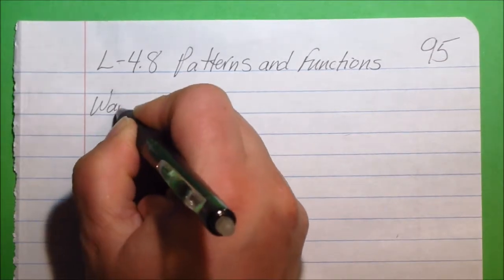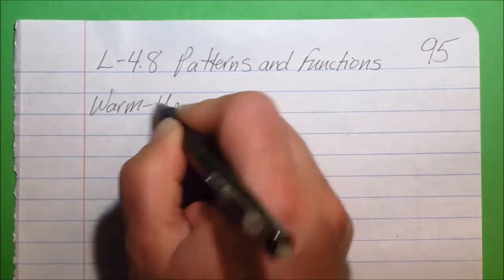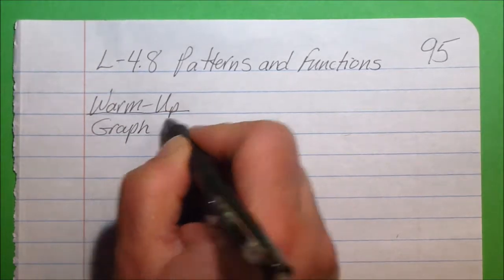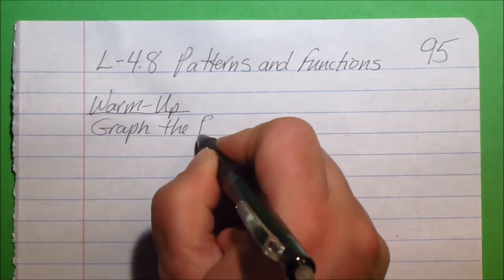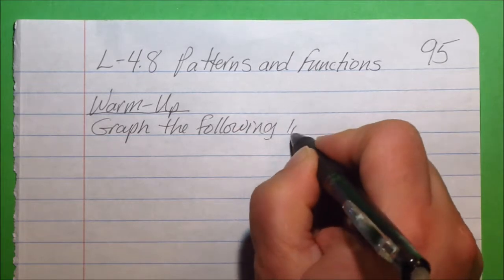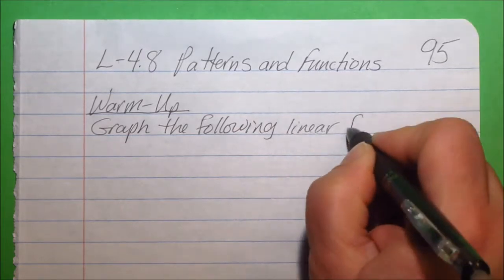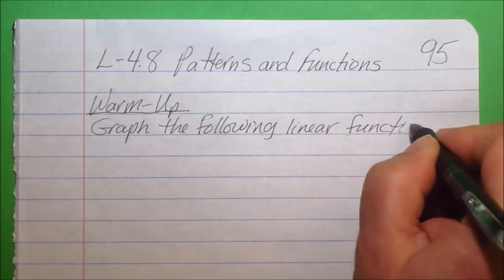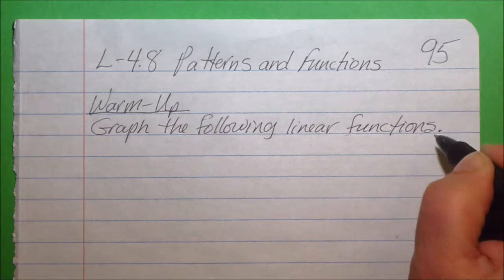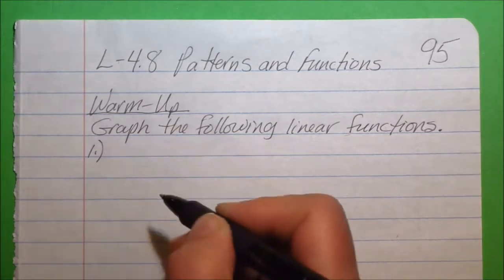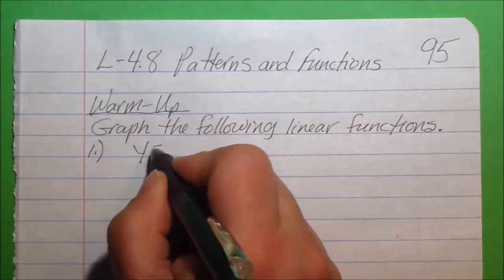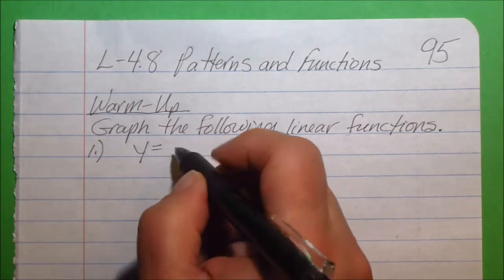And the warm-up is to graph the following linear functions. Remember, linear means the graph will be a straight line. If it isn't, then you need to go back and find your error. If you're not sure how to do this, you should refer back to lesson 4.7.